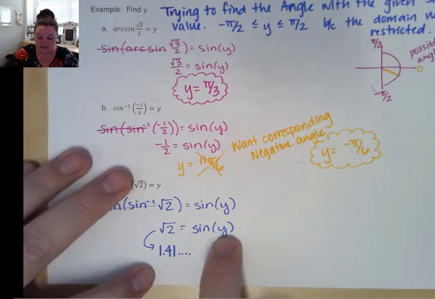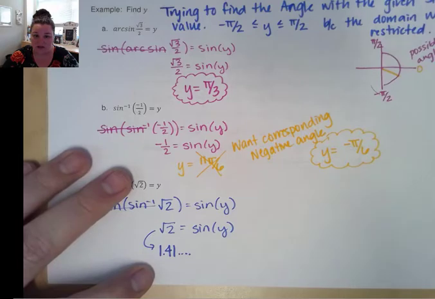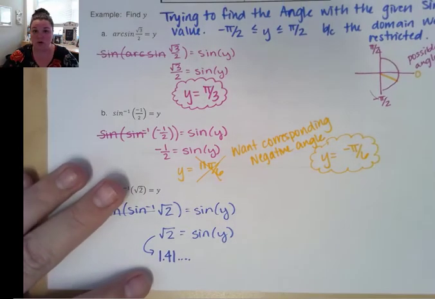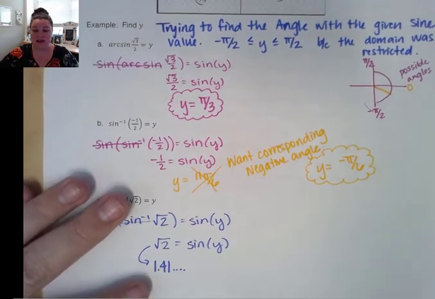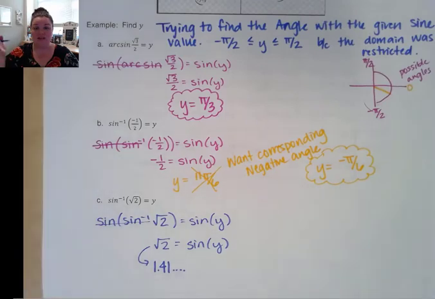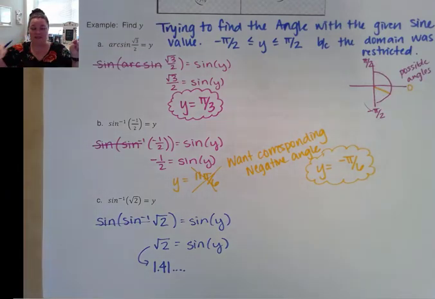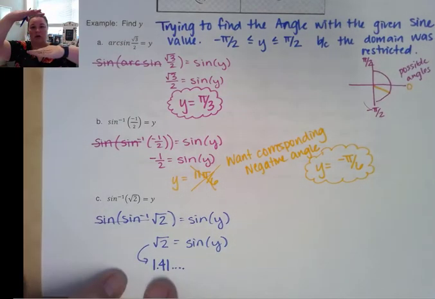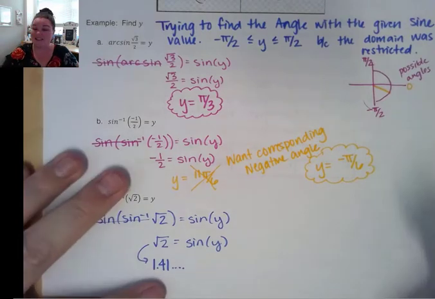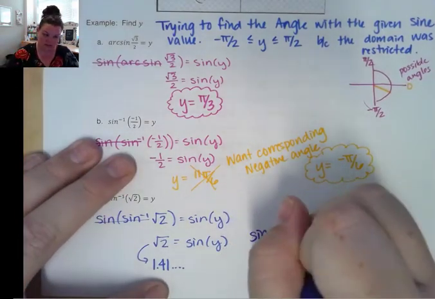So what this is saying is we're trying to find an angle whose sine value is 1.41 and some other stuff. And it's not possible, right? Because all sine values, if you think about that sine curve, regardless of what piece you chop at it, that sine curve is always between -1 and 1. And so this is actually not possible, right?